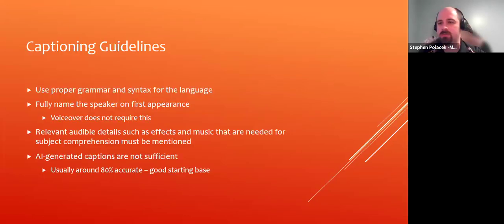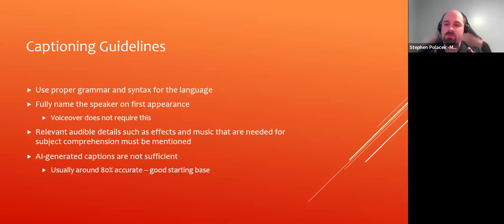So let's start with captioning then. Here are the guidelines for good captioning. First off is use proper grammar and syntax for the language. It adds a lot of context and a lot of information that straight subtitles might not have, because subtitles are really just a transcript of what's being said.